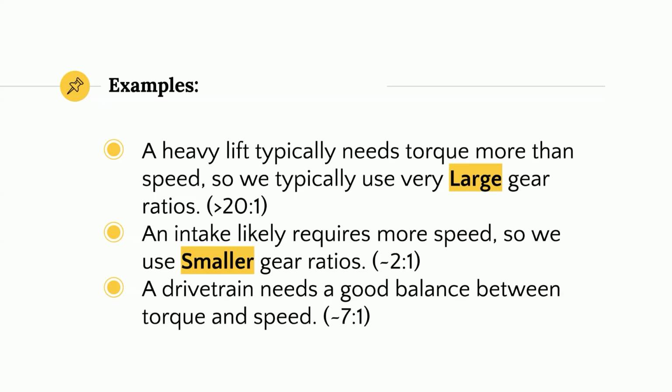A drivetrain needs a good balance between torque and speed. So in this case, I said around 7 to 1, which is the average gear ratio for swerve drive modules, which is what we use on our robot.